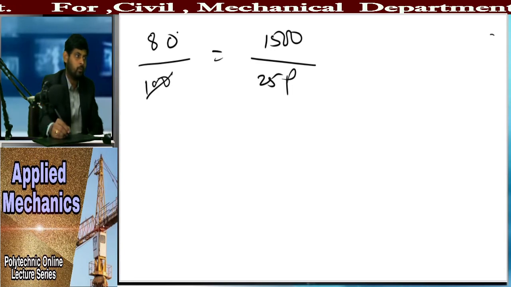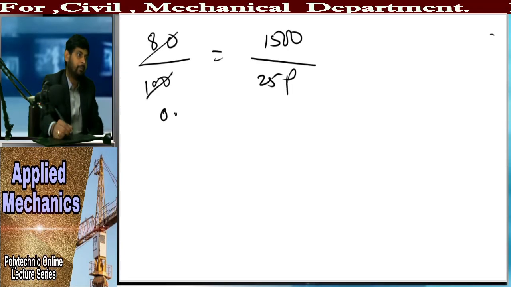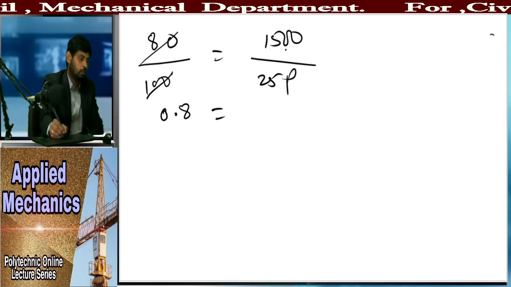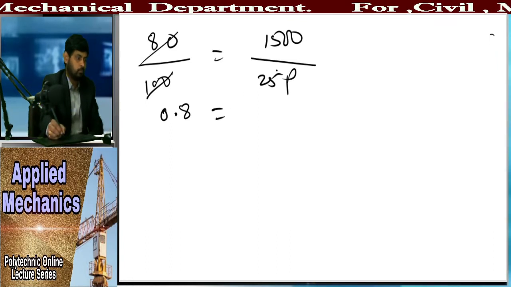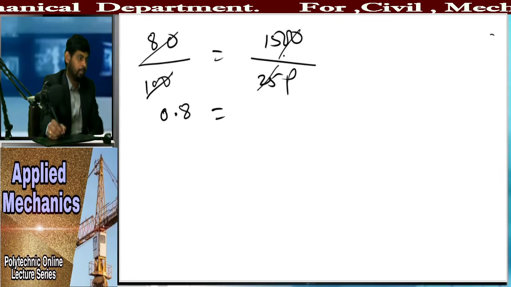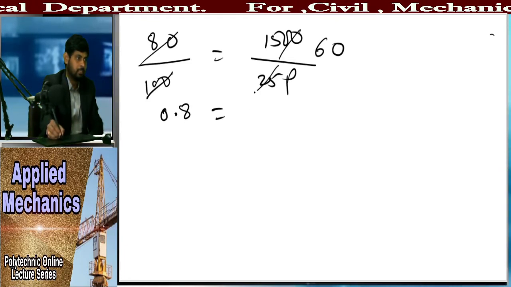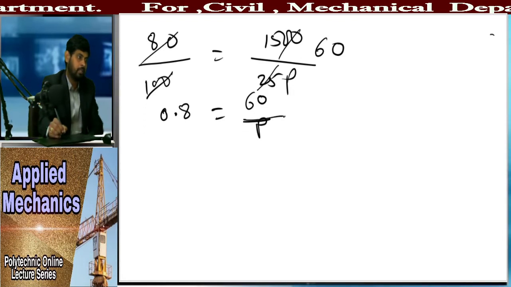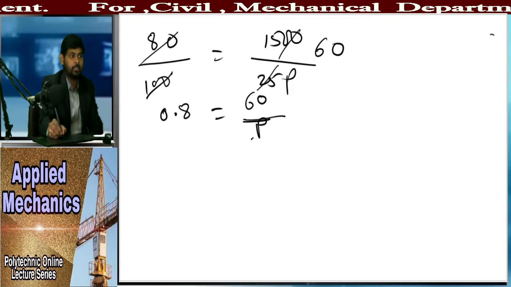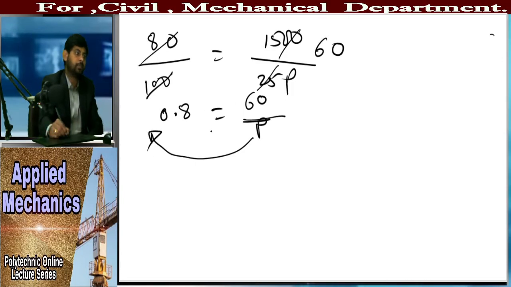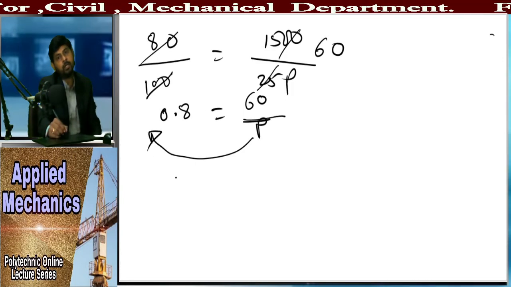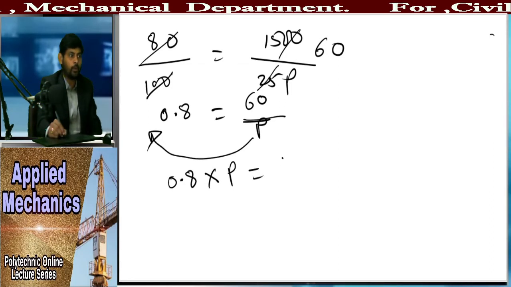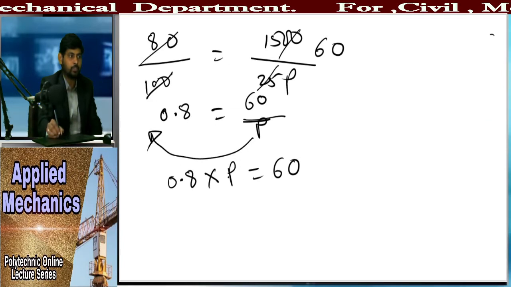Okay, so now see here, 80 divided by 100 is nothing but 0.8, is equal to 1500 divided by 25, which is nothing but 60. So this is 60 divided by P. Now this P is in the denominator here. If I shift this P towards the left side, it goes in the numerator. So your equation would be 0.8 into P is equal to 60, right?